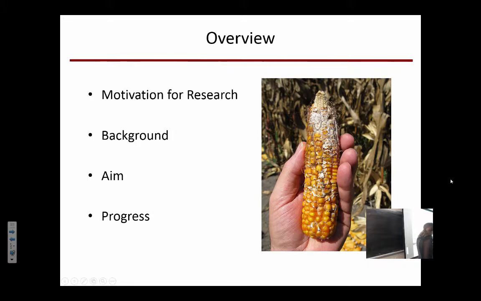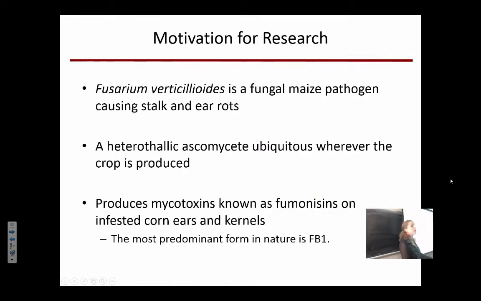If you see this picture on the right, this is a maize ear. You can see the kernels have been infected with Fusarium verticillioides. And this is really the motivation for our research in the SHIM lab. Fusarium verticillioides is a fungal maize pathogen. It causes not only ear rot, but also stalk rot. It's a heterothallic ascomycete, meaning it can sexually reproduce, and it's ubiquitous wherever the crop is produced.